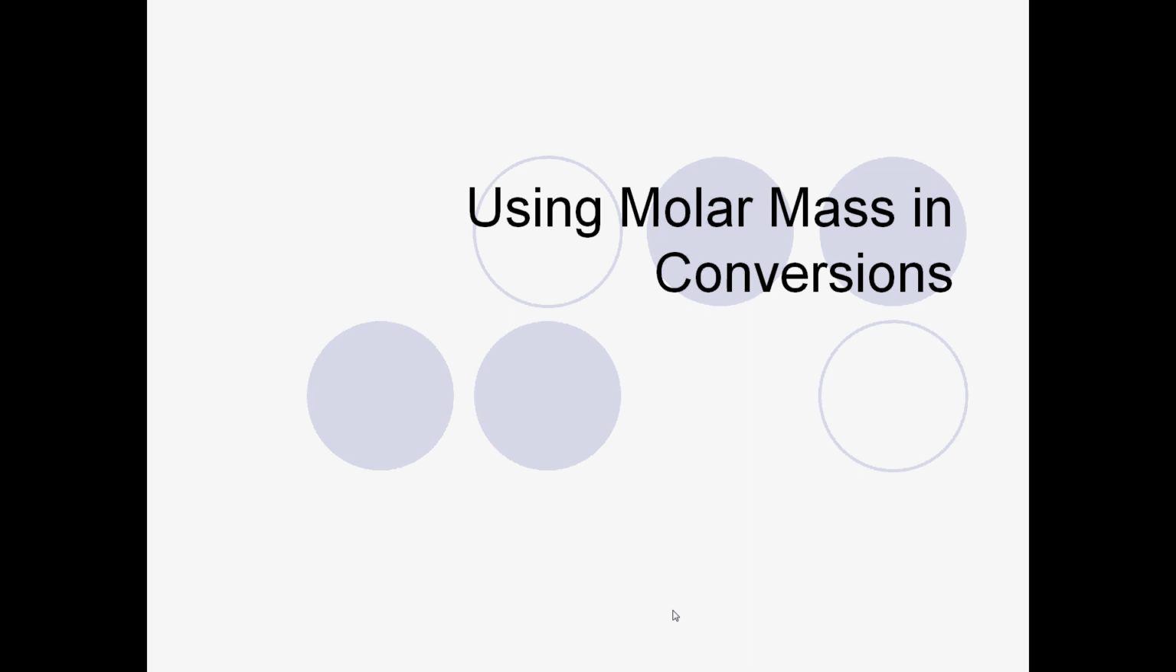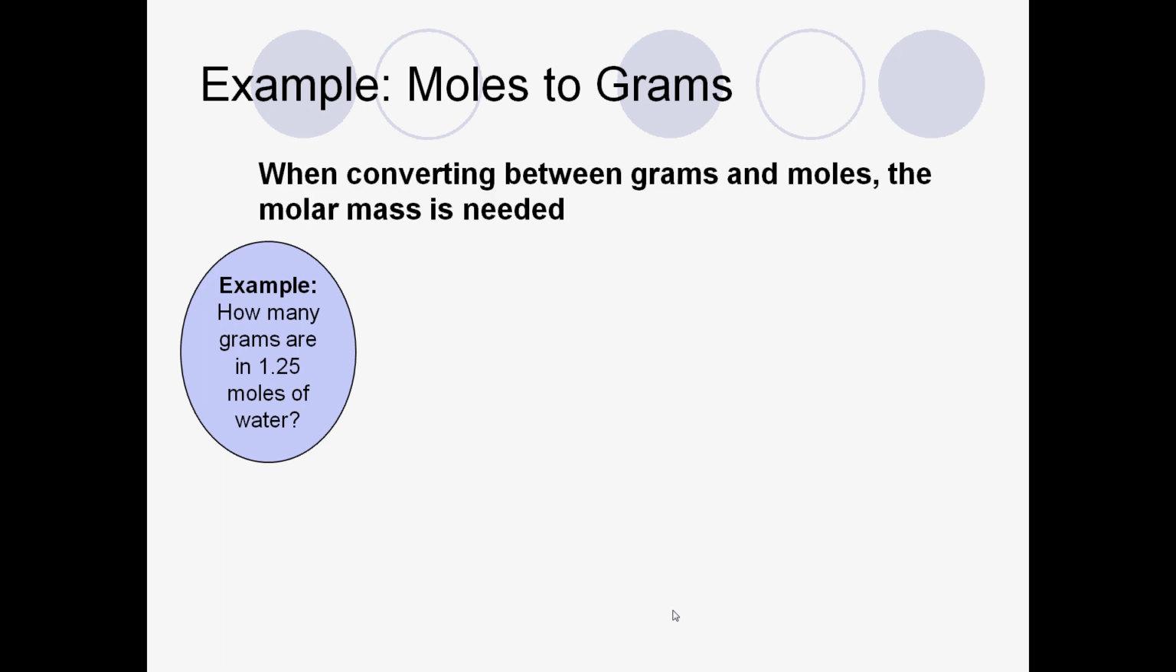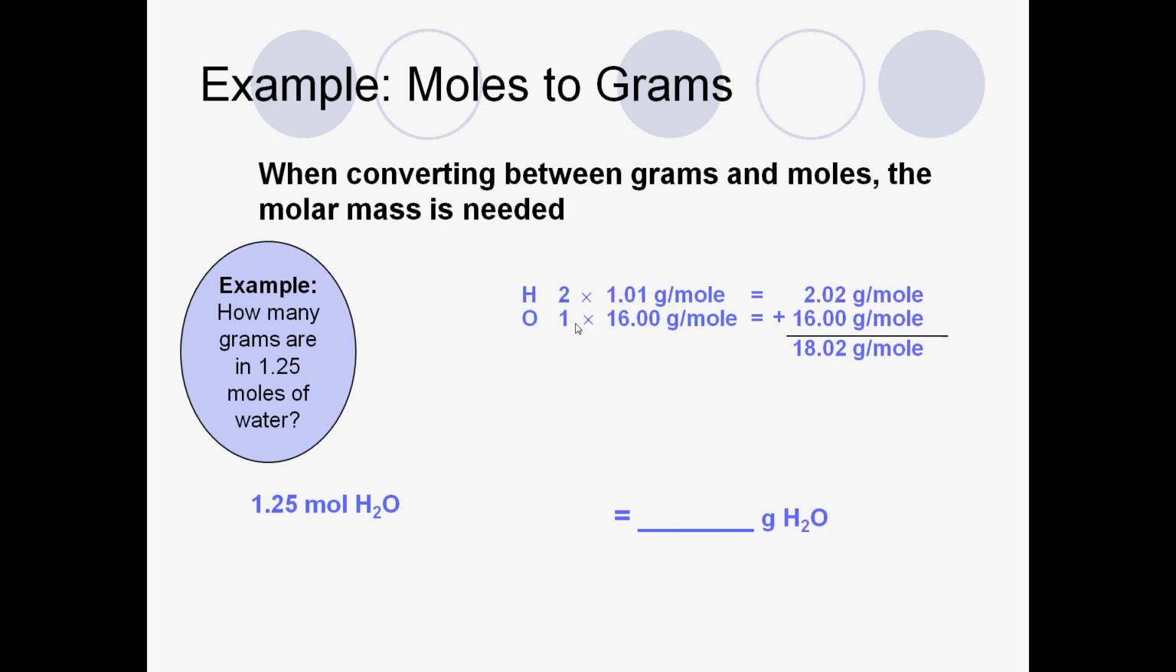How do we use this in conversions? Well, we know that 1 mole is going to be equal to our molar mass. So here's a question. How many grams are in 1.25 moles of water? Well, if we have 1.25 moles, we want to get to grams. We look at our conversion factor.